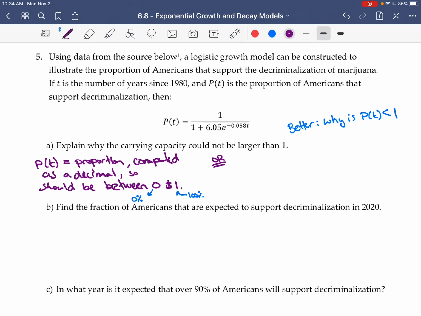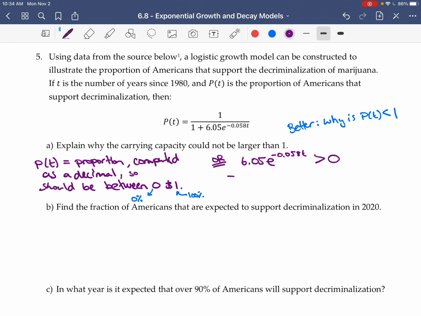but just in the math. Okay, so if I look at 6.05 e to the minus 0.058 t, is this number going to be positive or negative? Well, we know that exponentials are always positive, so this number should be positive, times a positive, so this has to be a positive number.